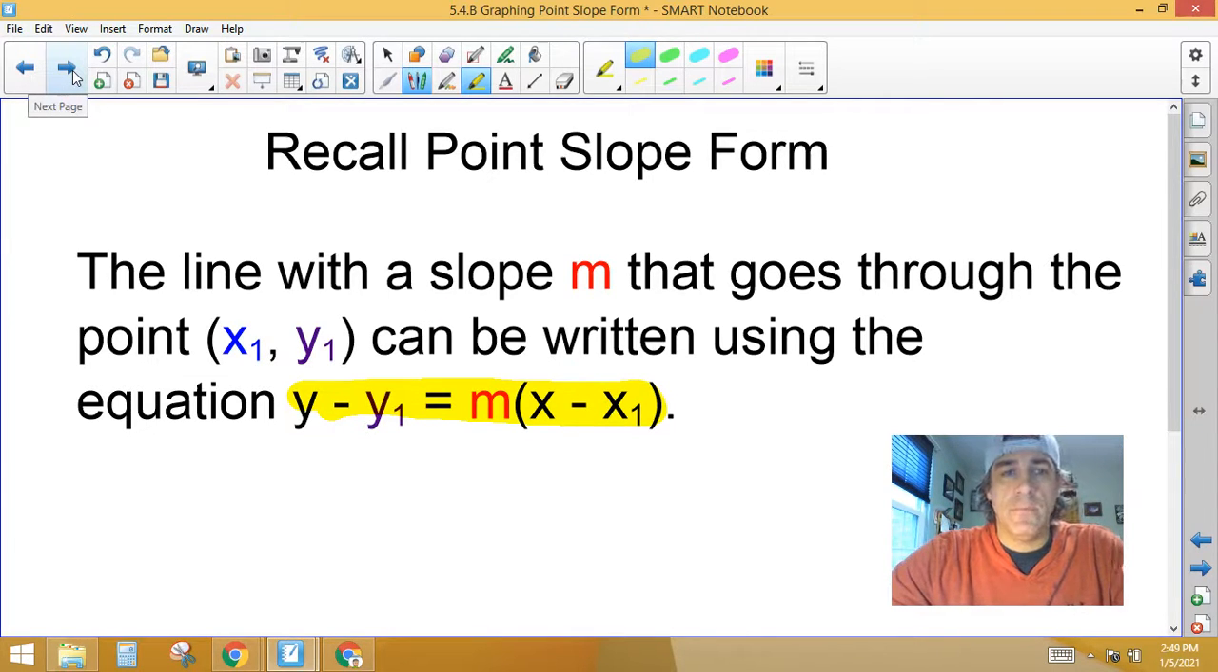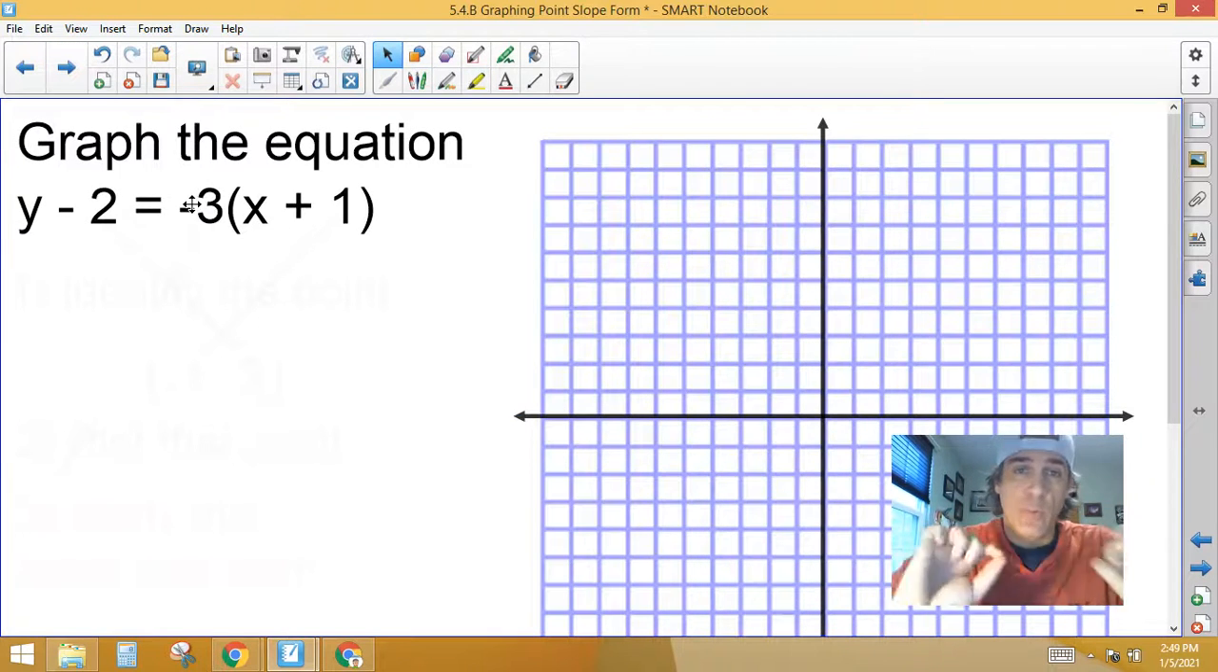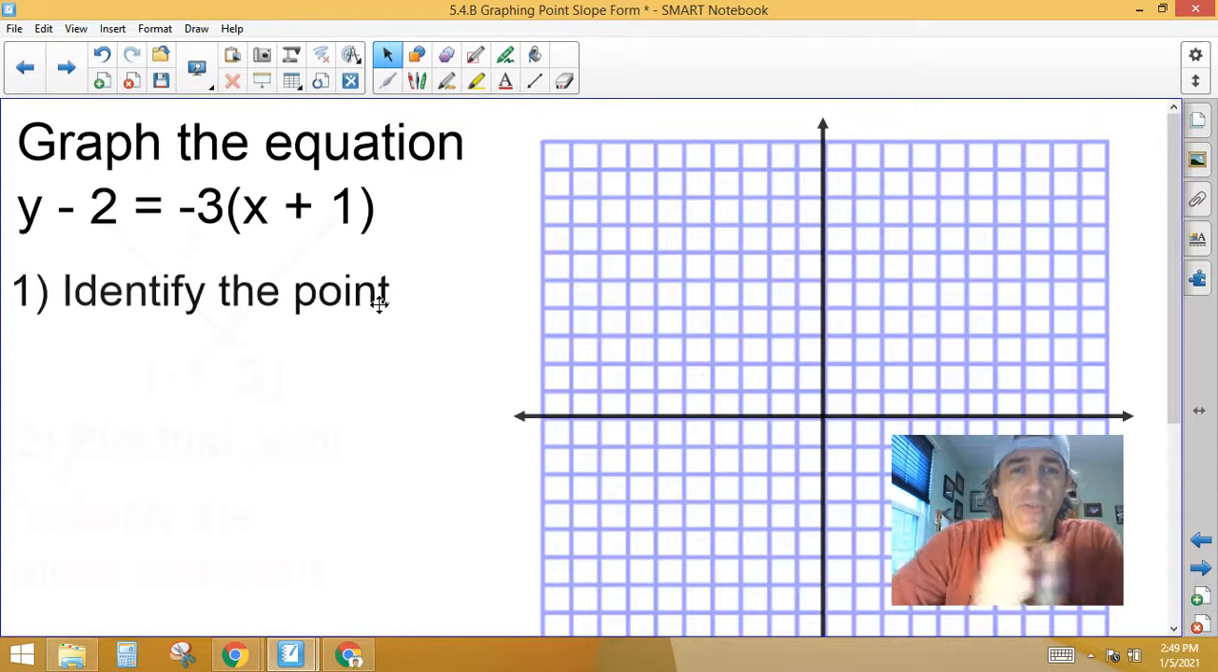Now, how would we go about doing this? So let's graph this equation, which is in point slope form. The equation is y minus 2 equals negative 3 times x plus 1. First thing we're going to want to do is identify the point. So go ahead, do that. What is the point that this equation represents? Did you get it?